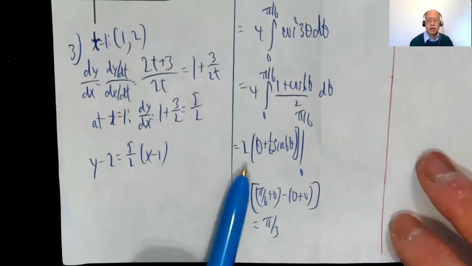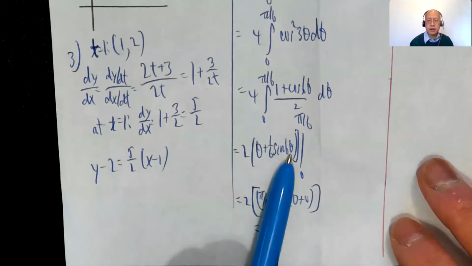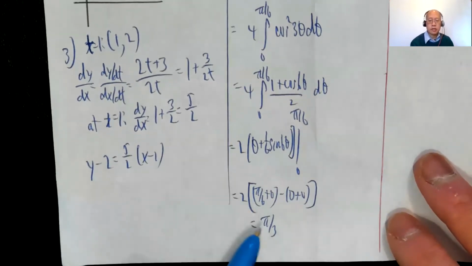Plug in 0, you get 0. Plug in pi over 6, this is 0, because you're taking the sine of pi. So we only have 2 times pi over 6, or pi over 3.